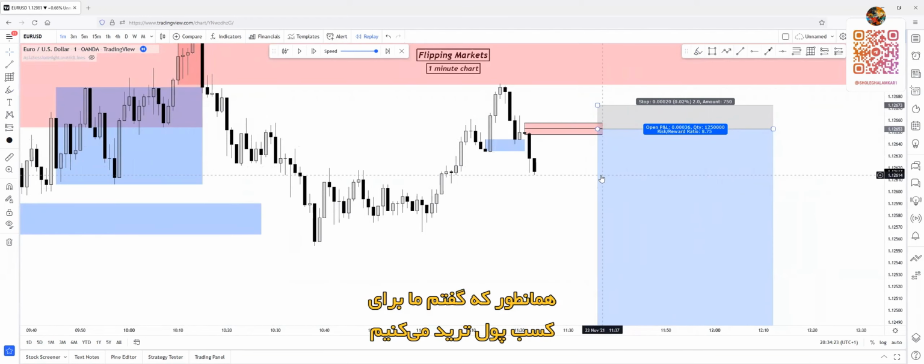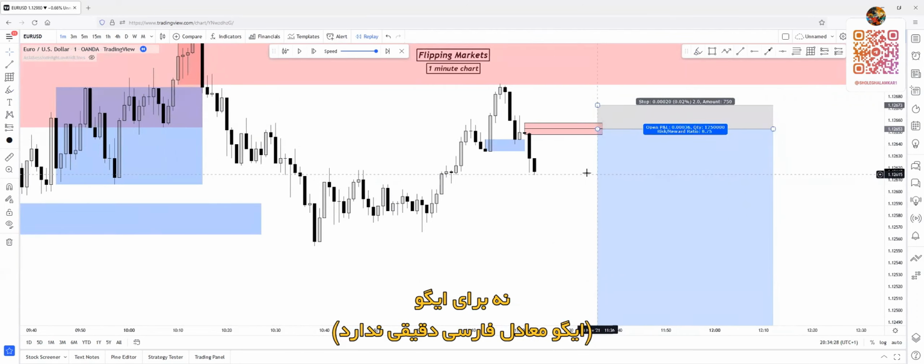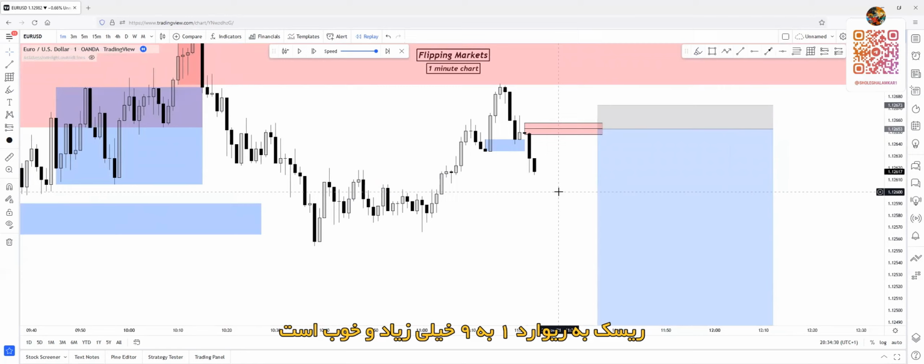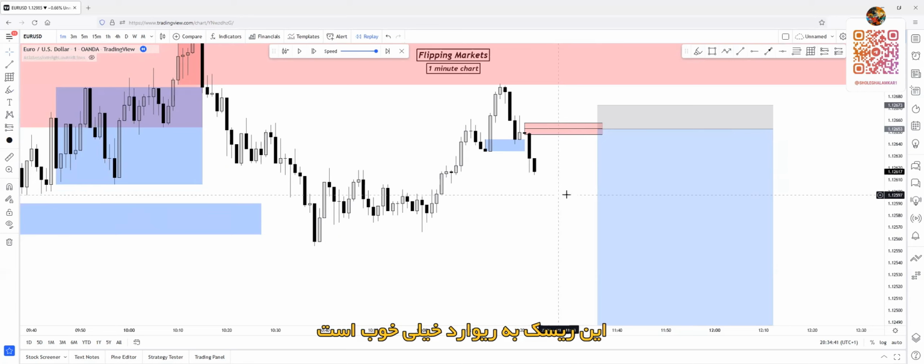As I said, we are trading for money. We are trading for percentage, and we are not trading for our ego, right? So 1:10, 1:9 is a really, really good and huge risk-reward ratio. We will gain almost 10% profit. Just imagine 10% profit in minutes. That's a really, really good risk-reward ratio.